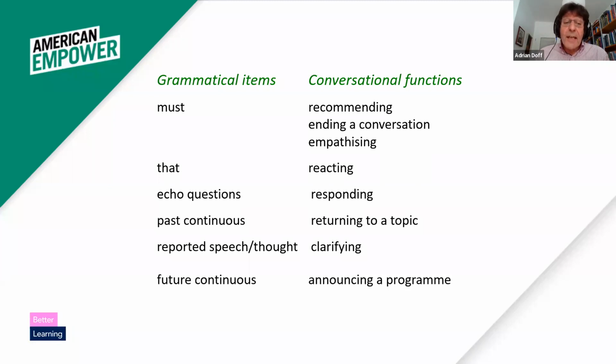Future continuous, again, often left until very late, a very advanced structure, and used for this sort of rather obscure use of talking about ongoing situations at some point in the future, which is quite hard for learners to get their mind around, I think. But a much commoner use of the future continuous is for announcing things, announcing a program of pre-planned events. So, for example, in this webinar, I'm sure at the beginning, I probably said something like, well, in this webinar, we'll be looking at blah, blah, blah, and so on. So that's a very important use of it in conversation.